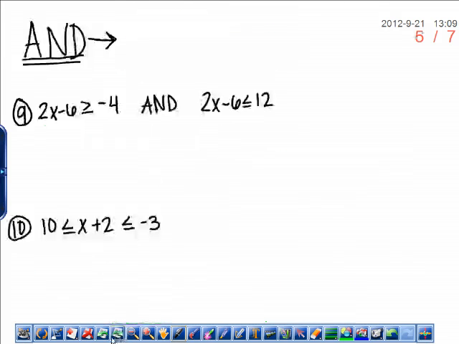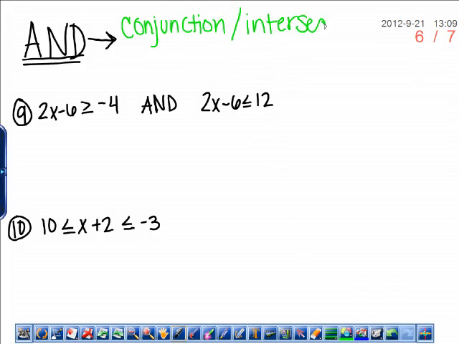Okay, next let's talk about and. Where or was a disjunction, and is going to be a conjunction. And instead of representing a union, it's going to represent the intersection. So your answer to an and problem is where your shaded regions overlap, or the intersection of your shaded regions.